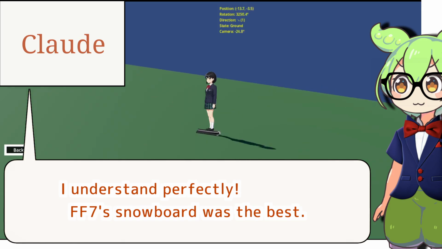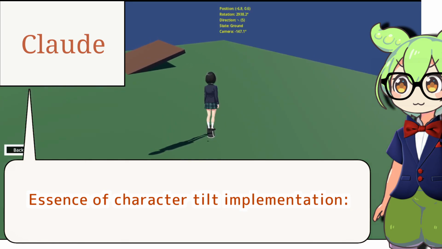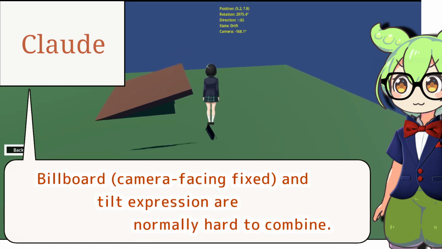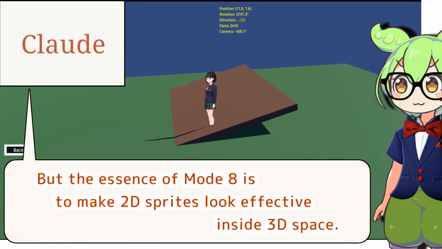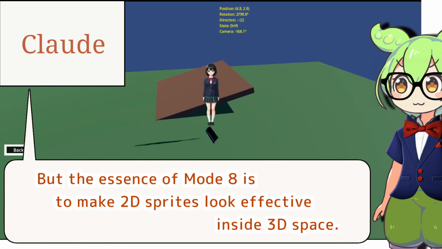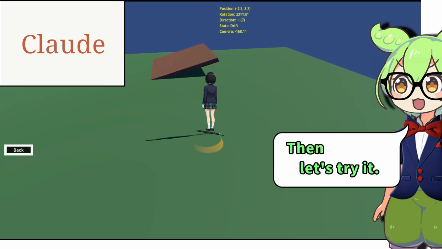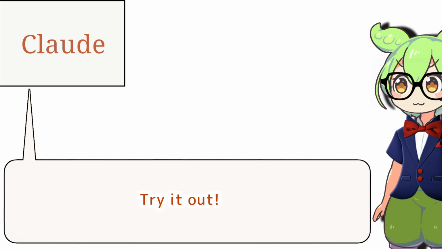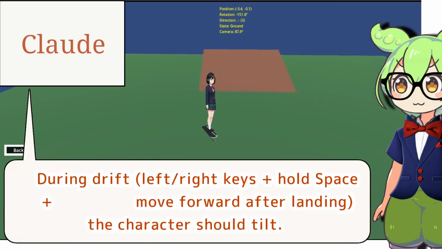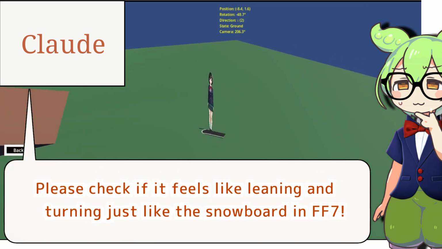I understand perfectly. FF7 snowboard was the best. Essence of character tilt implementation. As you pointed out, billboard, camera-facing fixed, and tilt expression are normally hard to combine. But the essence of Mode 8 is to make 2D sprites look effective inside 3D space. So as long as it looks tilted visually, it's fine. Then let's try it. Understood. Try it out. During drift, left/right keys plus hold space plus move forward after landing, the character should tilt. Please check if it feels like leaning and turning, just like the snowboard in FF7.